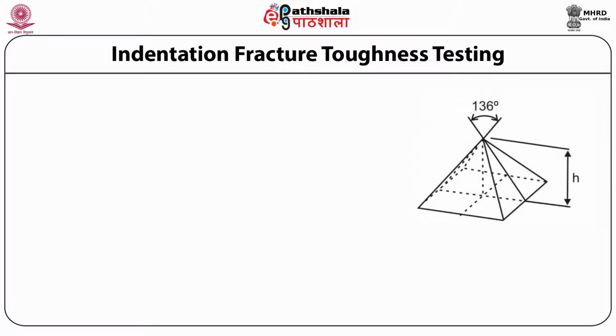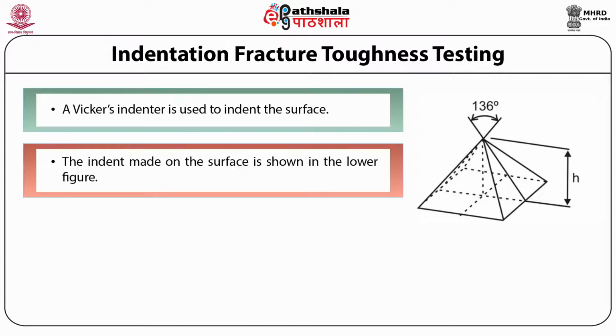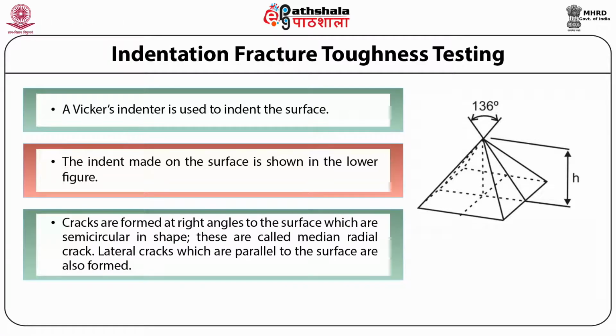Indentation fracture toughness testing. So a Vickers indenter is used to indent the surface. The indent made on the surface is shown in the lower figure, and the above figure shows the Vickers indenter. Now here the cracks are formed at right angles to the surface, which are semicircular in shape, and these are called median radial cracks. Lateral cracks, which are parallel to the surface, are also formed.